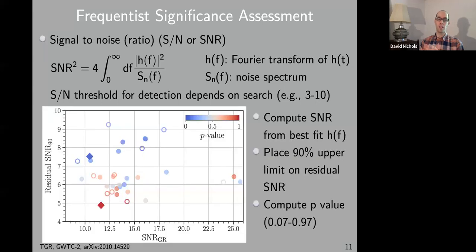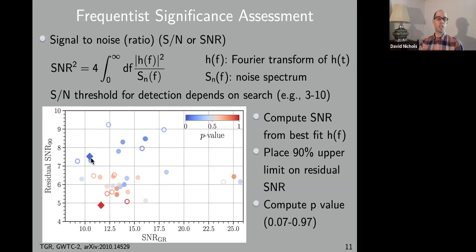Okay, so this simplest test that one can do is this so-called residual test. So one looks at what the signal to noise of the best fit template in general relativity is. And then after subtracting this from the data, one produces an upper limit, sort of a 90% confidence level upper limit on what the residual signal to noise is in the detectors. So this doesn't assume anything about the morphology or properties of the excess power. It just looks to see simply, is there some additional signal that's not properly being modeled in general relativity?